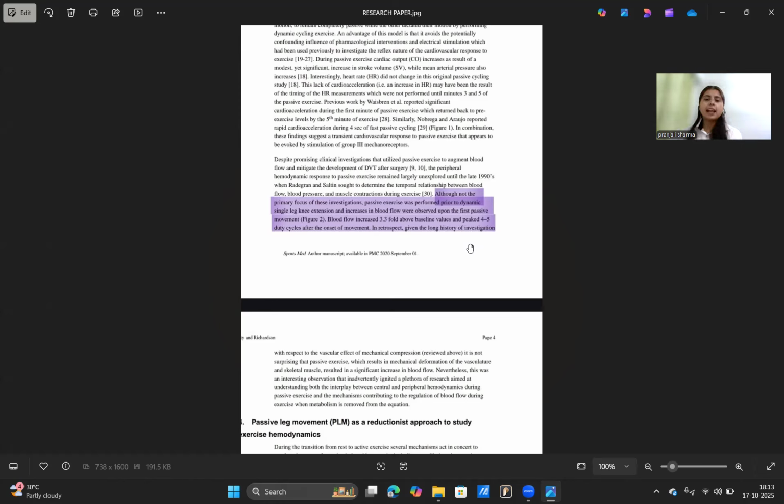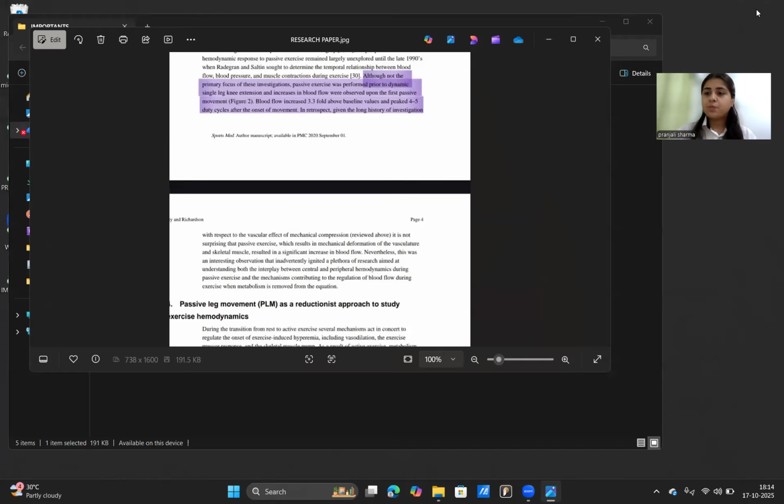So if you look at this highlighted section here, it explains that although the main focus of the studies wasn't on passive movement itself, researchers still performed passive exercise before doing dynamic leg movements. This basically means that even without active muscle effort, just moving the leg passively, like someone else moving it for you, can significantly boost blood circulation. And this finding later became a key observation that helped researchers explore how passive movements actually work. So this was the research paper I wanted to show you all.